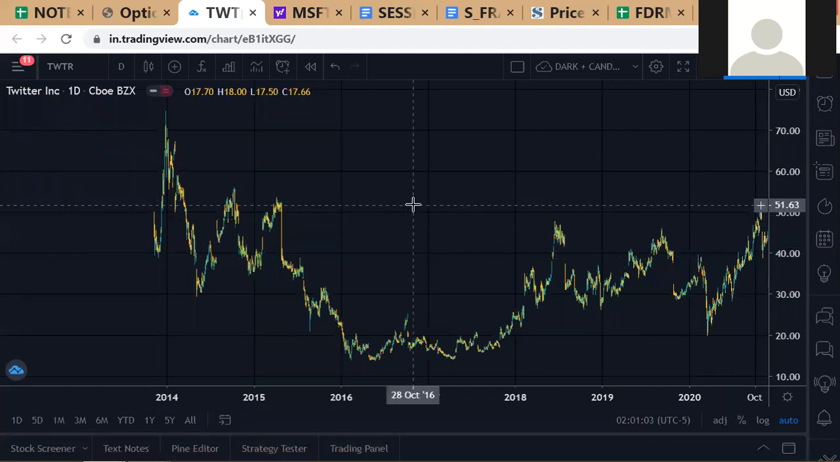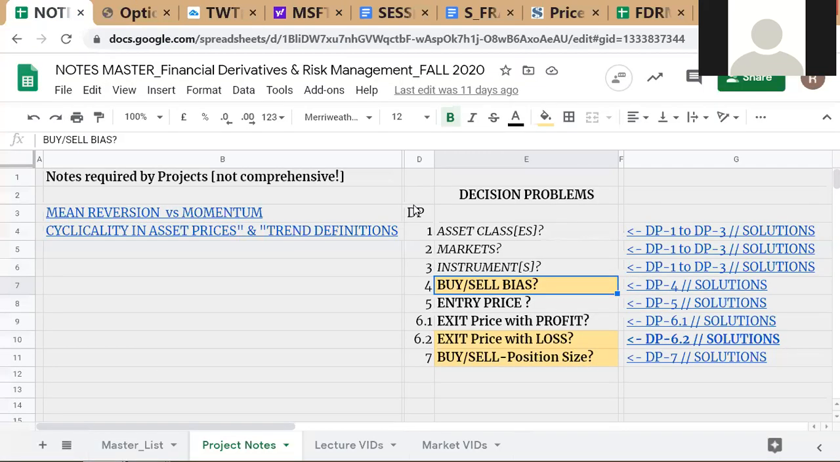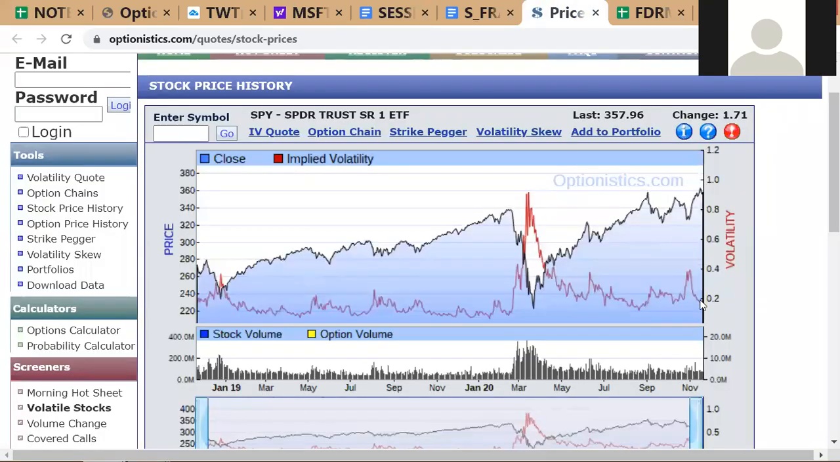Only 1 decision problem. In the case of options, it's much more complicated. We have 4 decision problems. I have to decide whether to be a buyer or seller of options. I do that by looking at the eyeball chart. I have to decide whether to be a buyer or seller of calls or puts. I do that by looking at the underlying asset price chart.